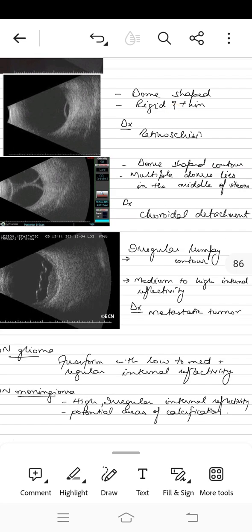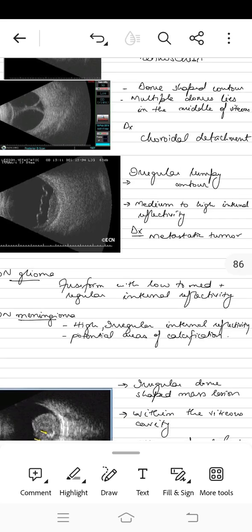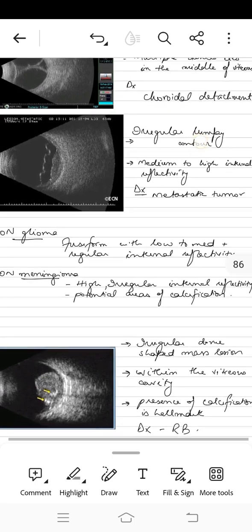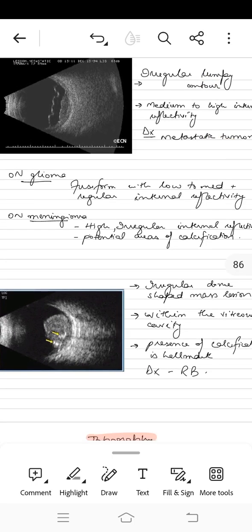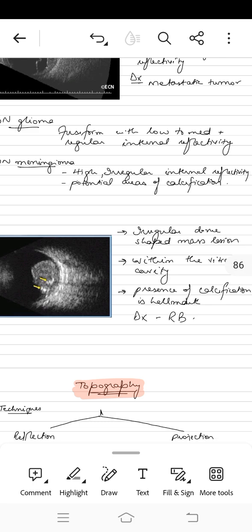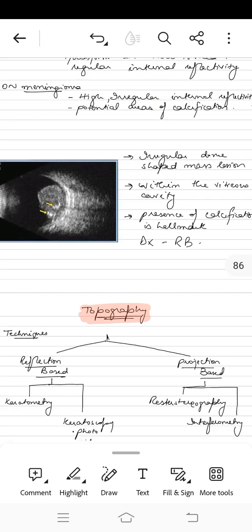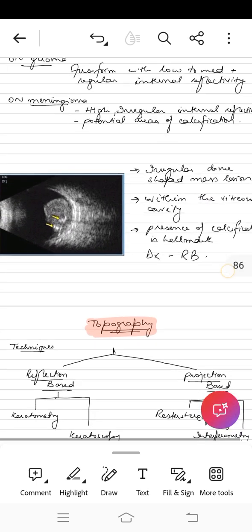Dome-shaped contour, multiple domes lying in the middle of the vitreous: choroidal detachment. Irregular lumpy contour, medium to high internal reflectivity: metastatic tumor. Optic nerve glioma, fusiform with low to medium regular internal reflectivity. Optic nerve with high regular internal reflectivity. Potential areas of calcification: irregular dome-shaped mass lesion within the vitreous cavity, calcification, retinoblastoma. That's all.